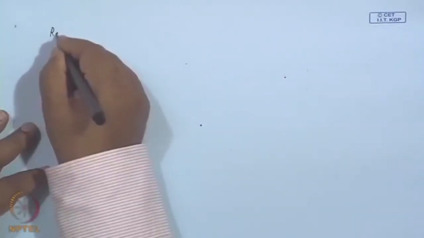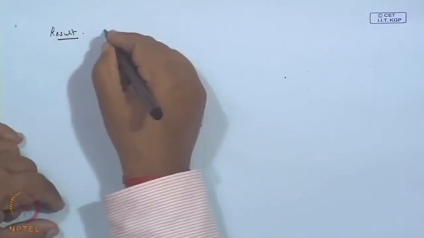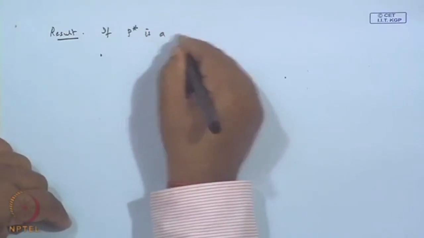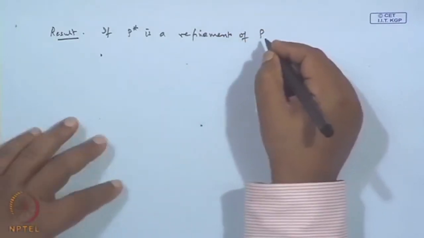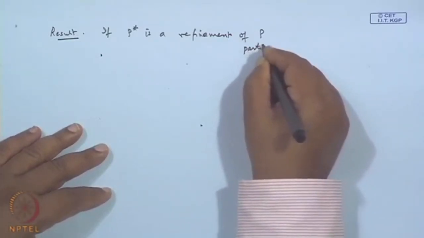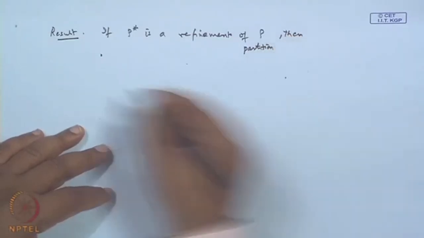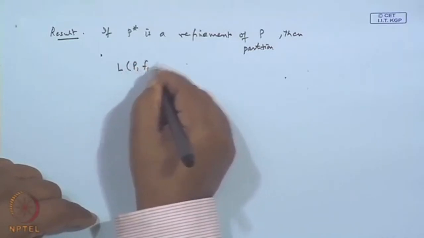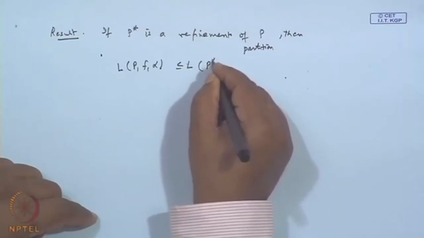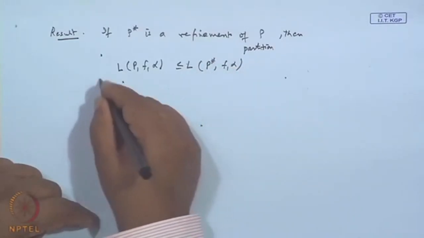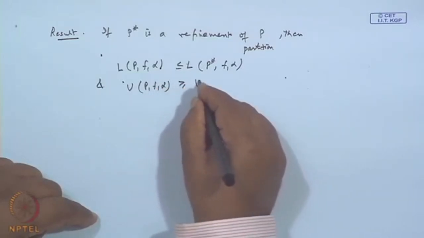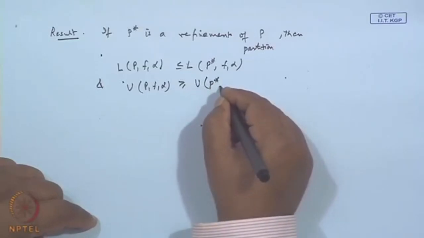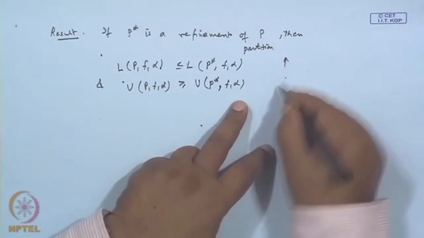Now, the first result which we are talking about is: if P star is a refinement of the partition P, then the lower sum increases, that is, the lower sum L P, F, alpha will be less than or equal to L P star, F, alpha, while the upper sum U P, F, alpha decreases, that is, upper sum of P star, F, alpha. So, lower sum increases and upper sum decreases.